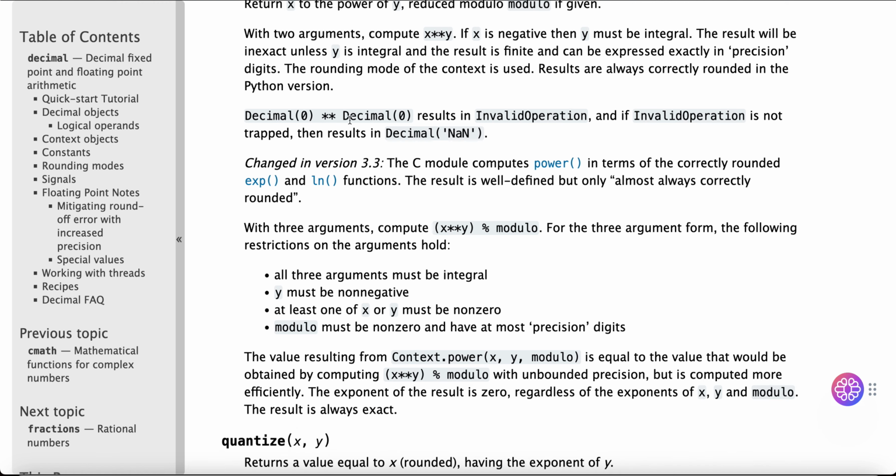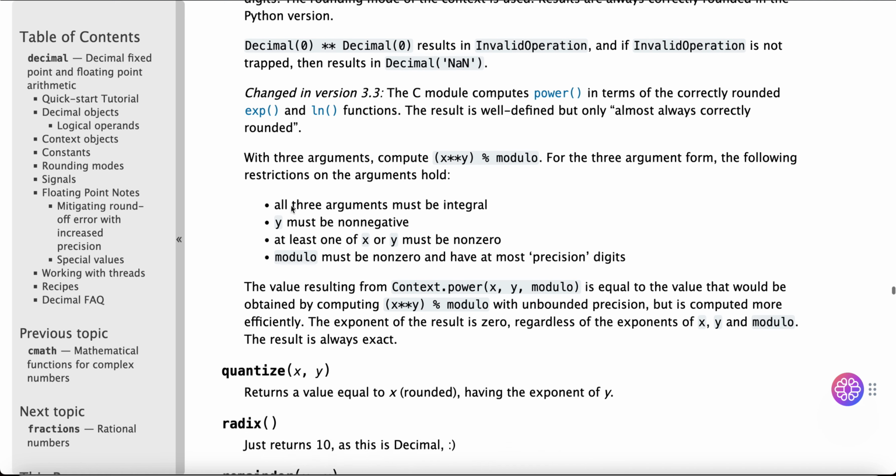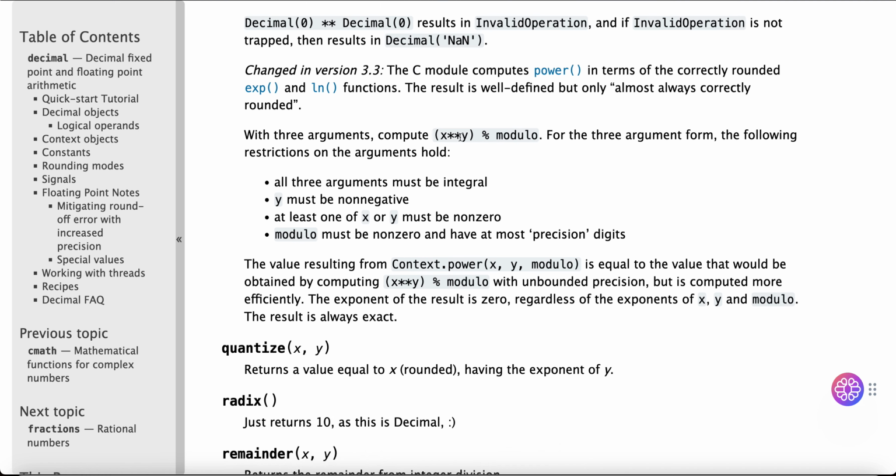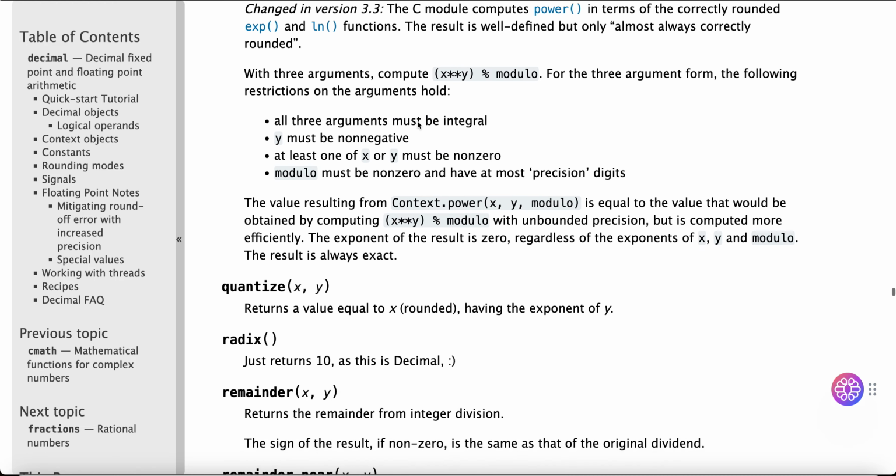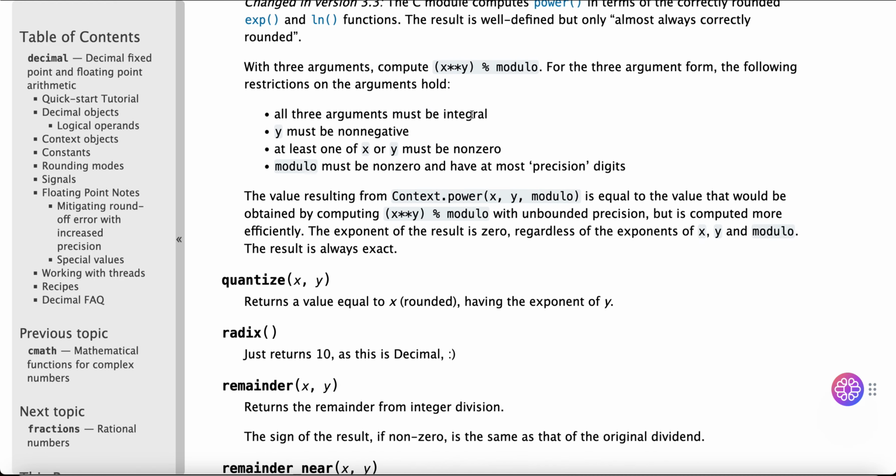Decimal 0 to the power of decimal 0 results in invalid operation, and if invalid operation is not trapped, then the result is decimal NaN. With three arguments, compute x power y modulo modulo. For the three argument form, the following restrictions on the arguments hold. All three arguments must be integral, y must be non-negative, at least one of x and y must be non-zero, and modulo must be non-zero and have at most precision digits.